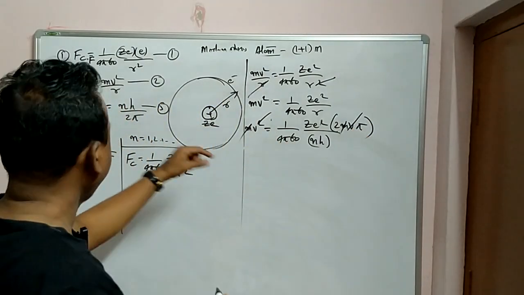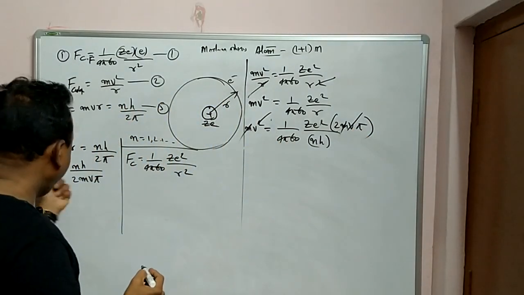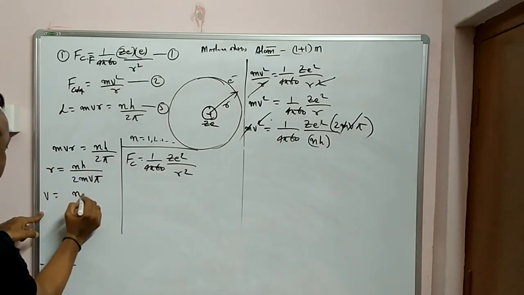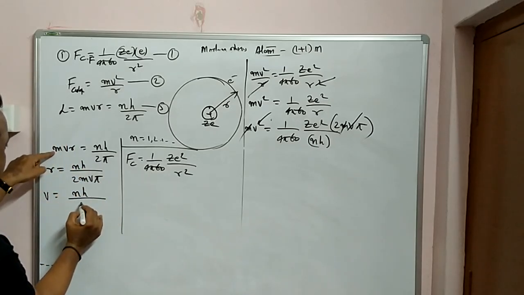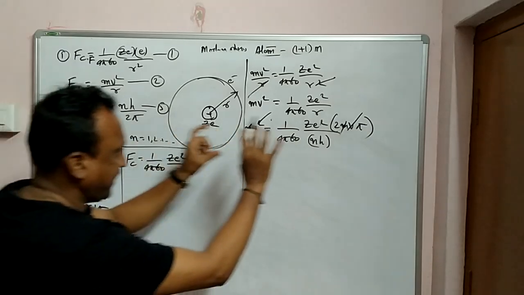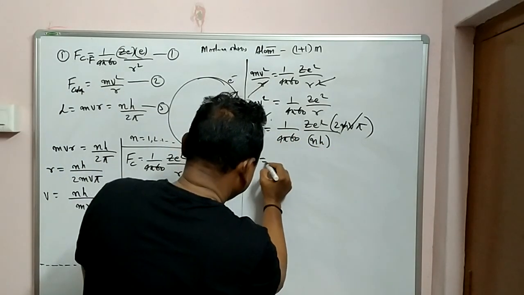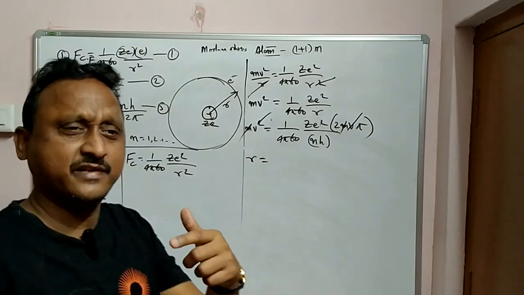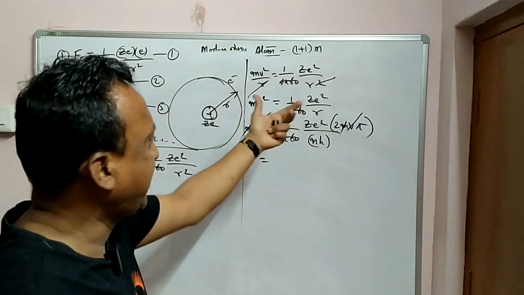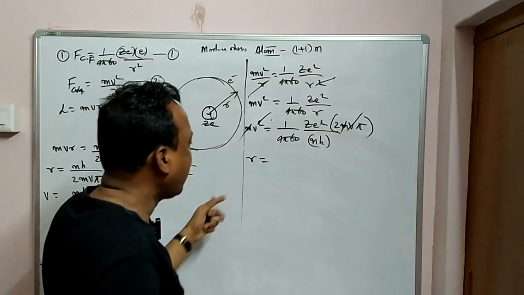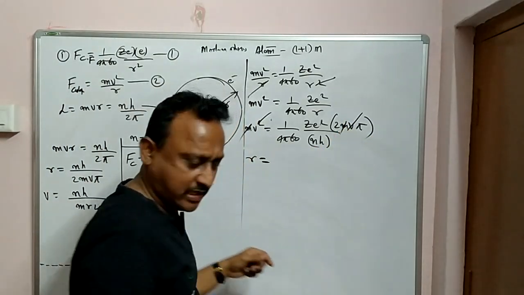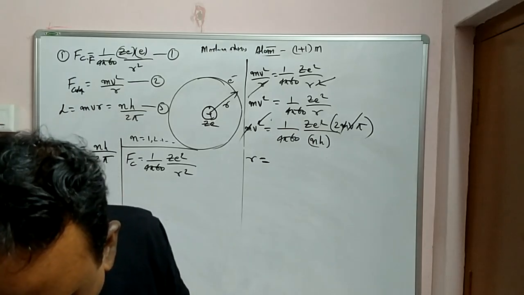In the same value, if you put V value from here, from this, what is the V value? nh by 2 pi mr. If you put V here, you will get R. Because you are concentrating mainly on MSET, we are not deriving all the things. I am just telling how to apply. So R, you will get a value of around 0.529 angstroms.